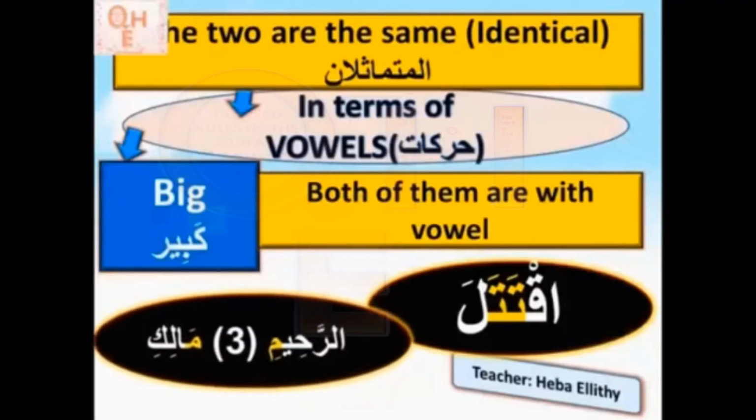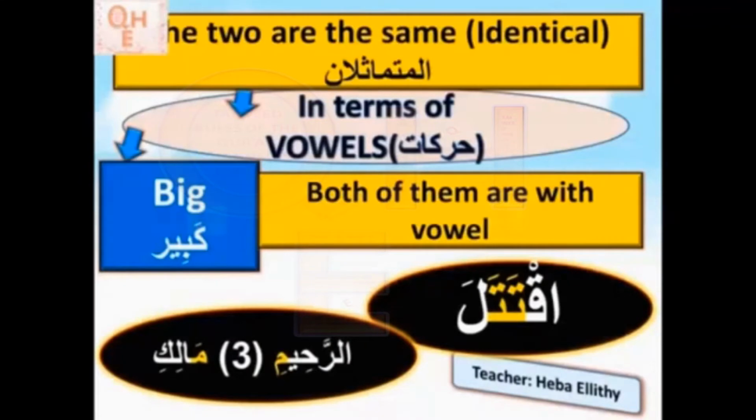Or الرحيم مالك. If I connect, the two meems here are the same meem, same articulation point, same صفات, because both of them are meem, but one with kasra and one with fatha, two harakat following each other. These are the examples of big, if I have both of them with a vowel.